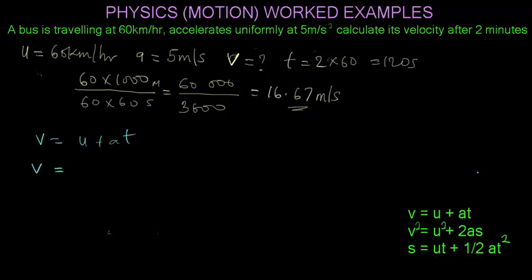We already have the initial velocity, that is the 60 kilometer. No, sorry, we have converted it to meter per second, which is 16.67 meter per second, plus our a, which is 5, times our t, which is 120. So our v is equal to 16.67 plus 5 times 120. 5 times 120, that is 600.